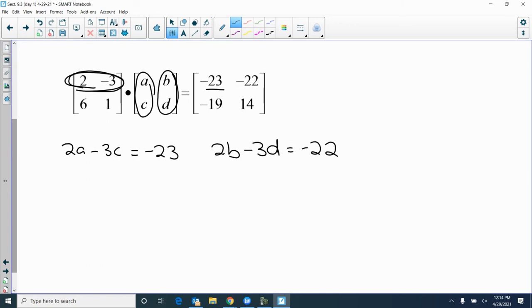All right, -19. Adrienne, how am I going to get that -19? 6a plus 3c. 6a, yep, 6a plus... Not plus 3c. That was for something different. It should just be 6a plus 1c, or c, equals -19. And then over here, I'm going to get 6b plus d equals 14.